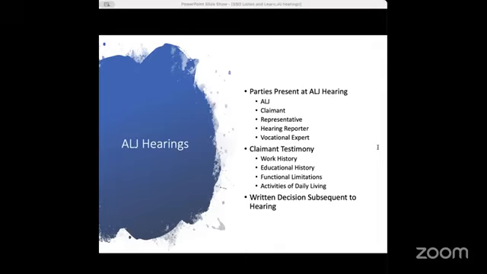Like I said, most hearings will have a vocational expert. The vocational expert, they typically appear by phone regardless of what type of hearing you have. So if your hearing's in person, they'll probably be on the phone. If your hearing is on Teams, they'll probably be on the phone. Like I said, they're going to play a role at steps 4 and 5 in determining your past relevant work and if there are any jobs in the economy that you can do.